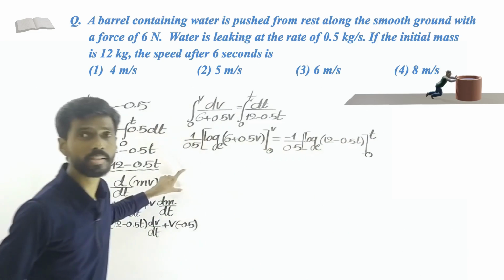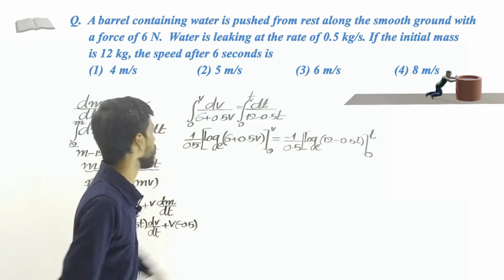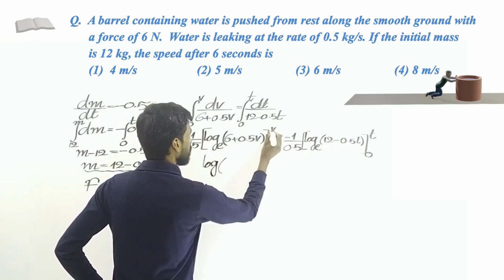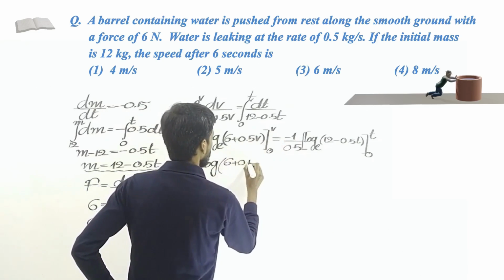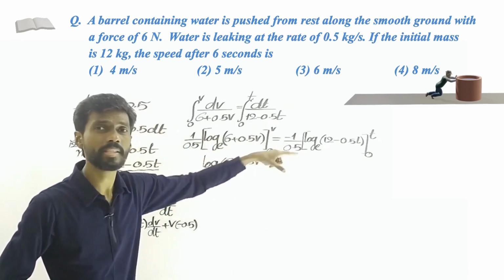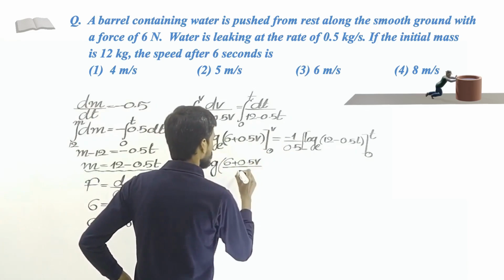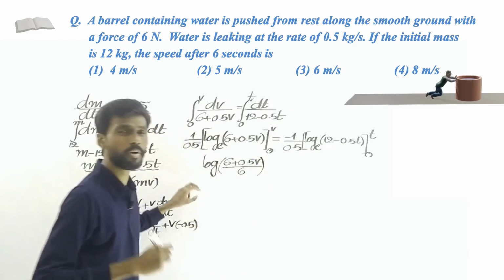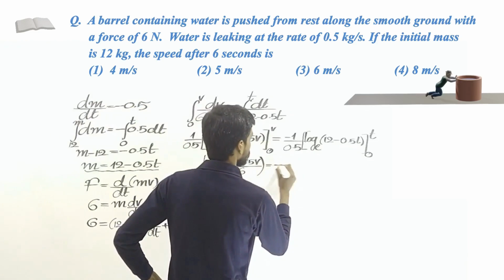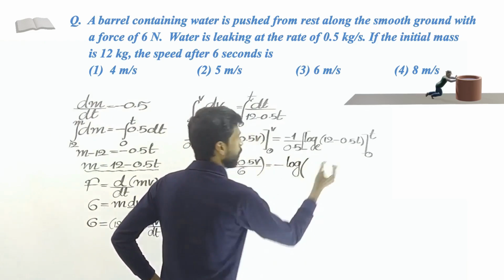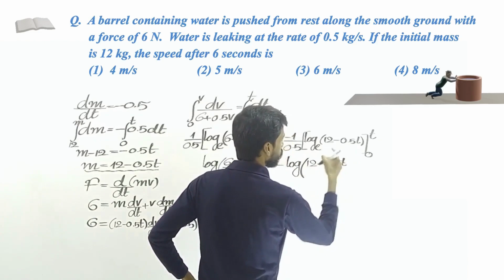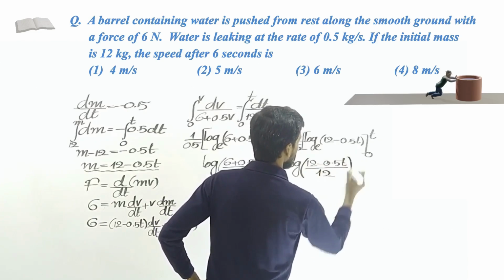Okay, so let's simplify this. The 0.5 can be cancelled, so we get log of (6 plus 0.5v), where v is substituted, minus, if you substitute the lower limit, log of 6. So minus log 6 can be written as log of this divided by 6, right? We use the log formula, log a minus log b equals log a by b. So that equals, similarly here, minus log of (12 minus 0.5t), and if you substitute 0, we get 12, so that is the value.